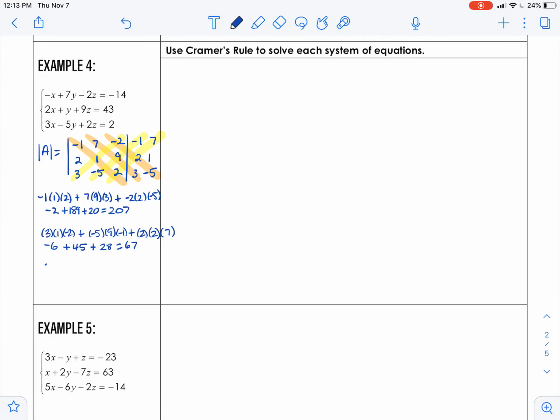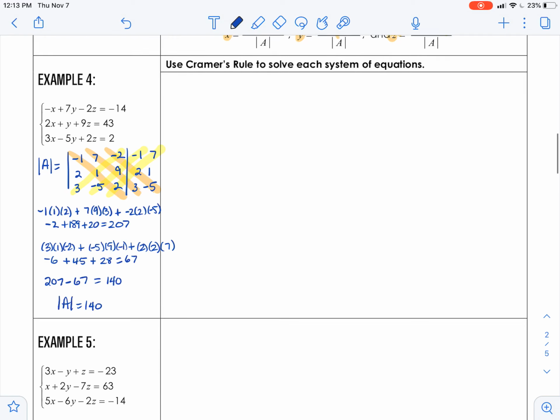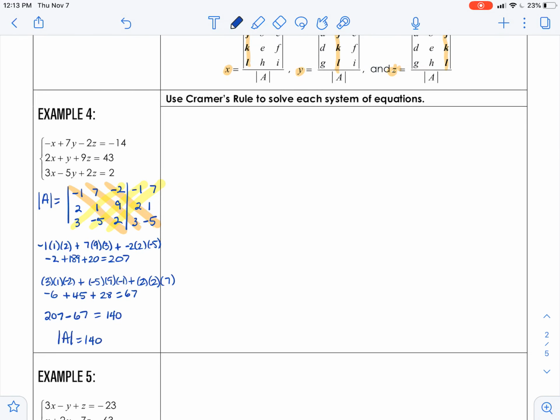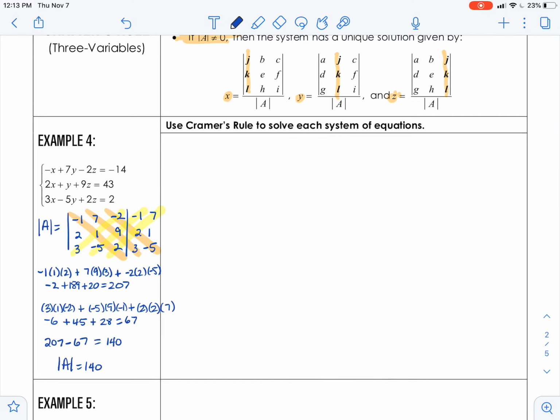And then again, remember, it is your down minus your up, my orange minus my yellow, or my first answer minus my second answer, and so I get 140. So my determinant of A is 140. Okay, so do that somewhere kind of to the side or up above, and then I would organize your thoughts again as we did before. So this is what we're going to do.